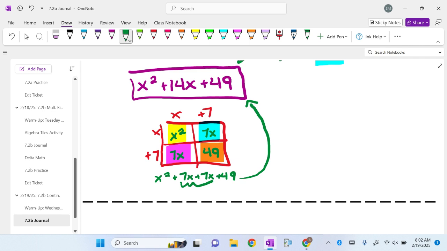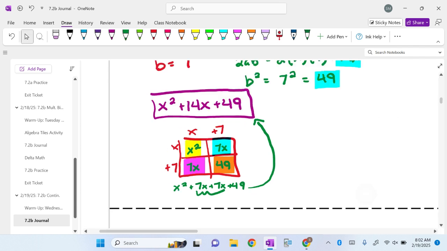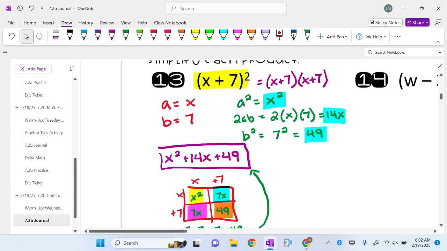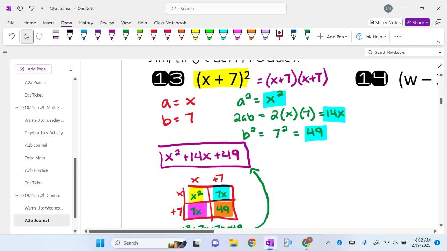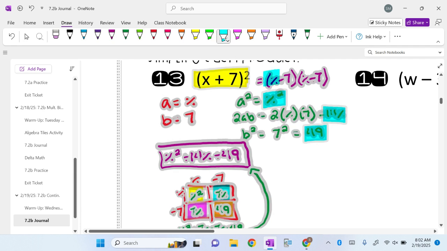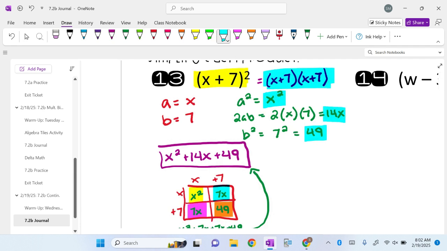So again, if you don't remember those formulas, that's fine. Just do box method or FOIL. It works either way. But you just got to remember that if you see a binomial squared, it's the same thing as this. You got to remember that x plus 7 squared is the same thing as x plus 7 times x plus 7. That's the one takeaway you got to remember with these.